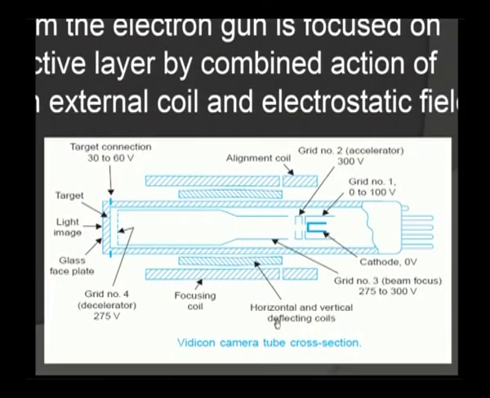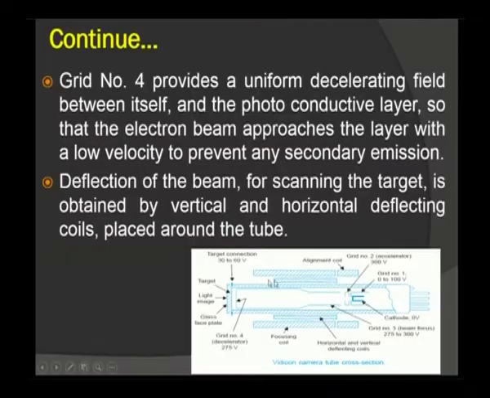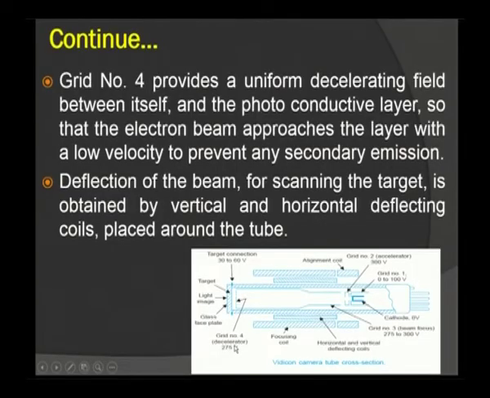These are the external coils we can observe from the figure. The horizontal and vertical deflection coils are helpful for focusing the electron beam that is ejected from the cathode of the electron gun and falls on the photo layer. Grid number 4 represents the decelerator. The decelerator reduces the speed of the electrons falling on the target plate. If the speed is higher, the electron may deflect somewhere else.